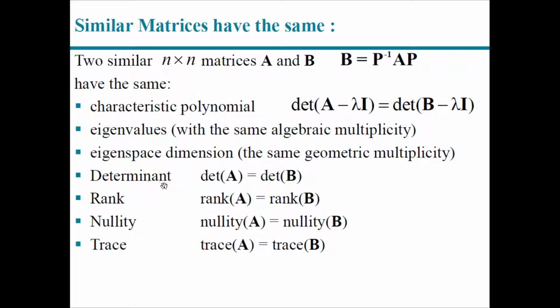And obviously the determinant of A is equal to the determinant of B because they have the same eigenvalues, and we know that the determinant is the product of eigenvalues. So determinants are the same. Rank is the same, nullity is the same, and trace is the same. Trace is just the sum of diagonal entries. So when you have two matrices that are similar, there are a lot of properties that they have in common. That's one of the advantages. Now, two square matrices n by n do not need to be similar. It's fine if they are, that's great. If they are not, it's fine also. But when they are, we have a lot of nice properties there.